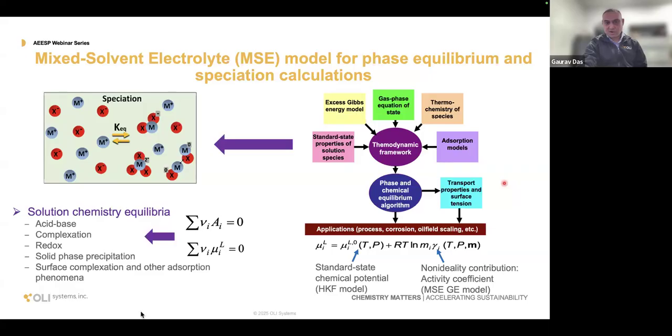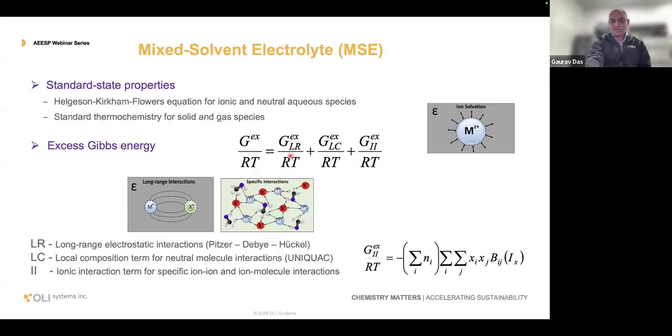Now the excess Gibbs free energy model has three parts: the long range, representing the electrostatic interaction between the ionic species, which is represented by the Pitzer-Debye-Hückel equation; the local composition model, which is basically UNIQUAC, representing the dispersive interaction between the neutral species; and the mid-range ion-ion and ion-neutral molecule interactions, which are represented by a virial-type equation, the parameters of which are obtained by fitting to the experimental phase behavior and thermodynamic property data.